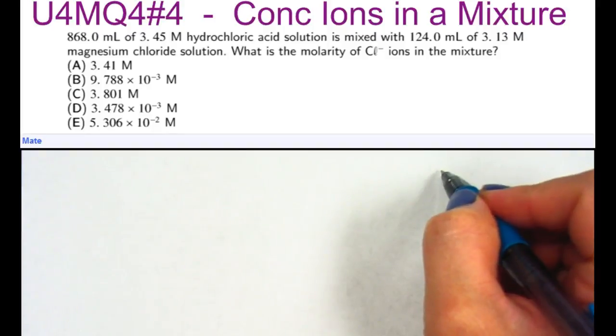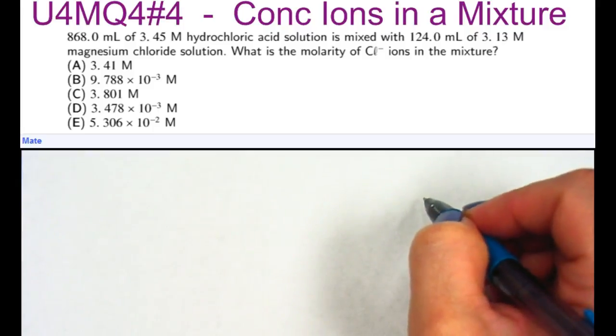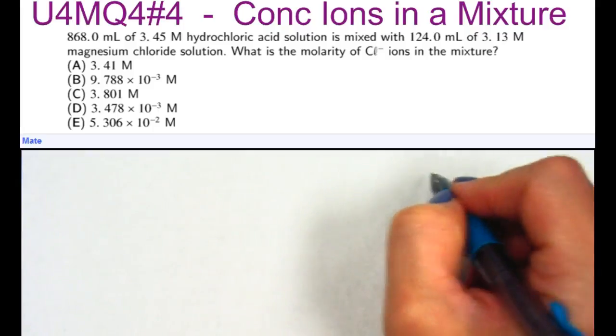We're going to find the concentration of ions in a mixture where we have a solution of hydrochloric acid being mixed with a solution of magnesium chloride, and we want to know the concentration of just the chloride ions at the end. So there's an equation for this.